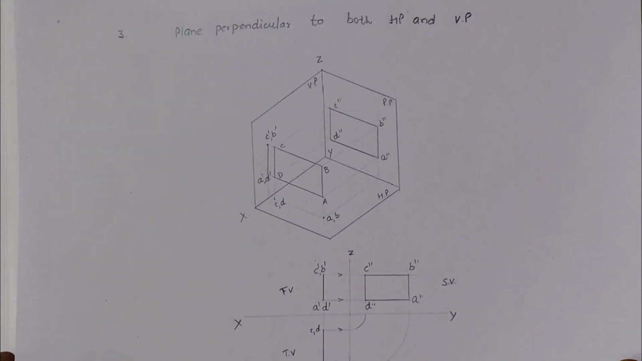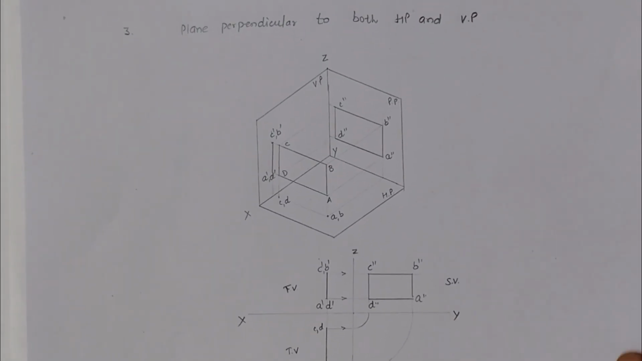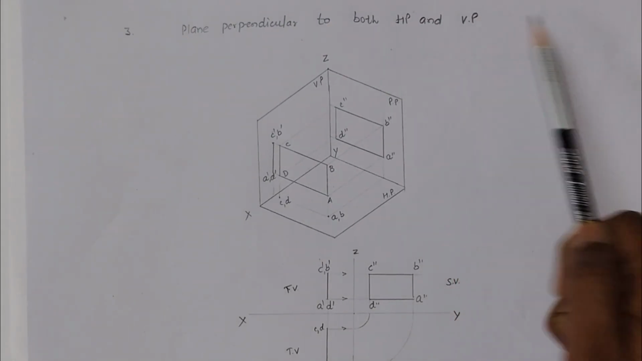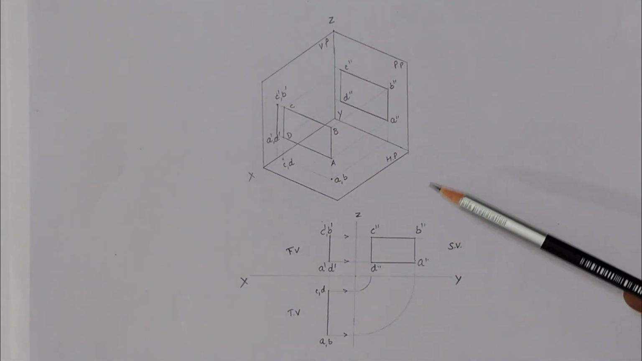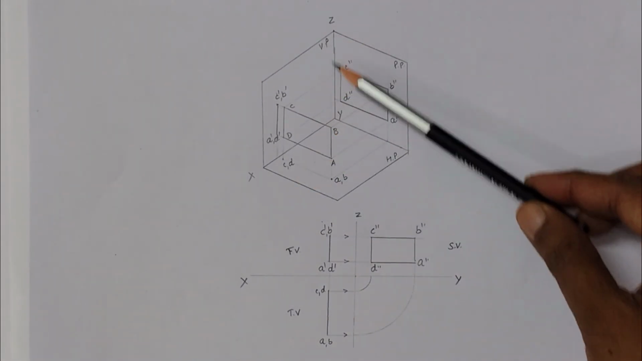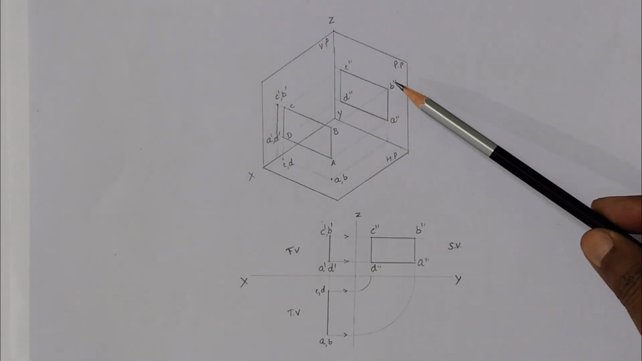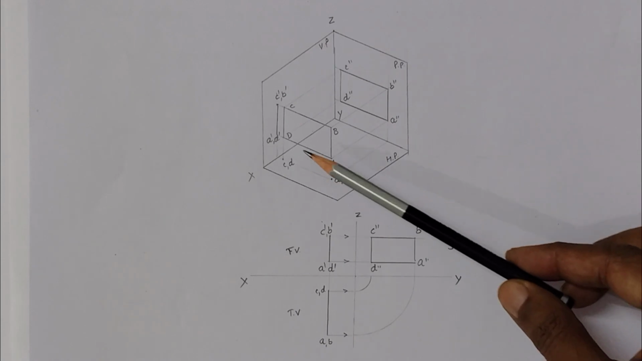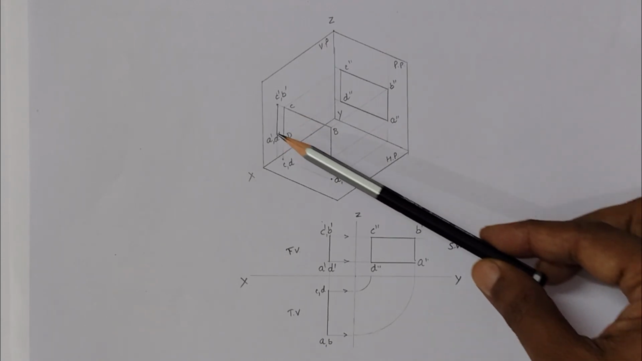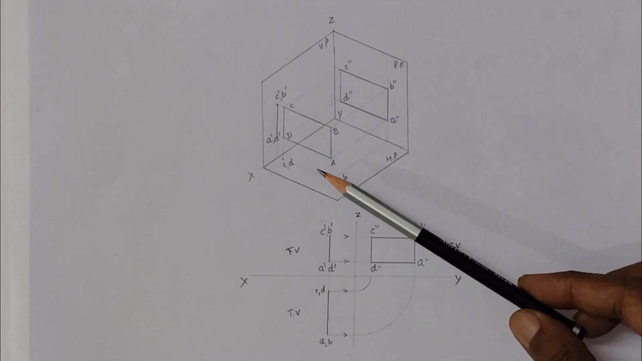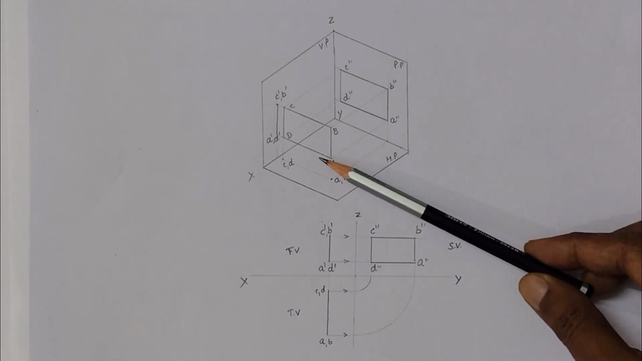Next case is when the plane is perpendicular to both the horizontal plane and the vertical plane. So we can see in this diagram, here is the vertical plane, horizontal plane, and here is the profile plane. You can see over here we consider the plane ABCD, which is perpendicular to the vertical plane as well as to the horizontal plane. We just draw its front view by viewing from this side.